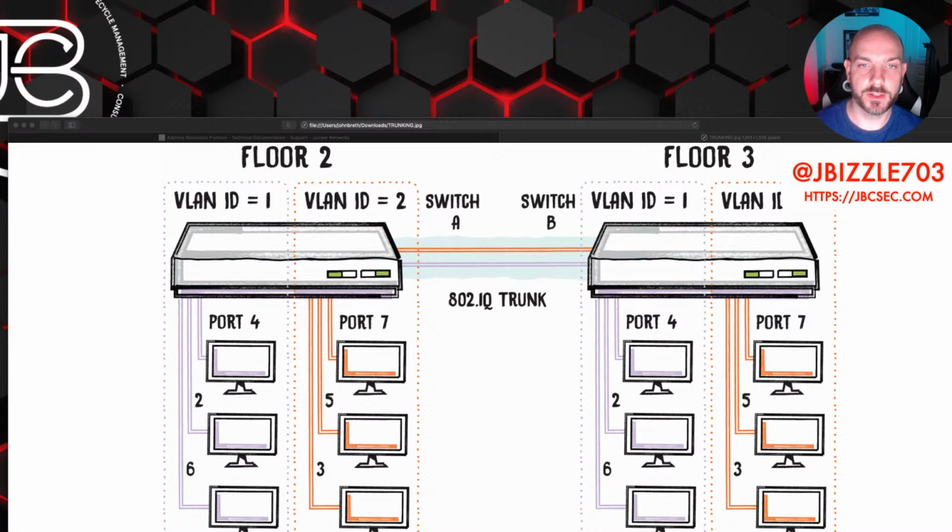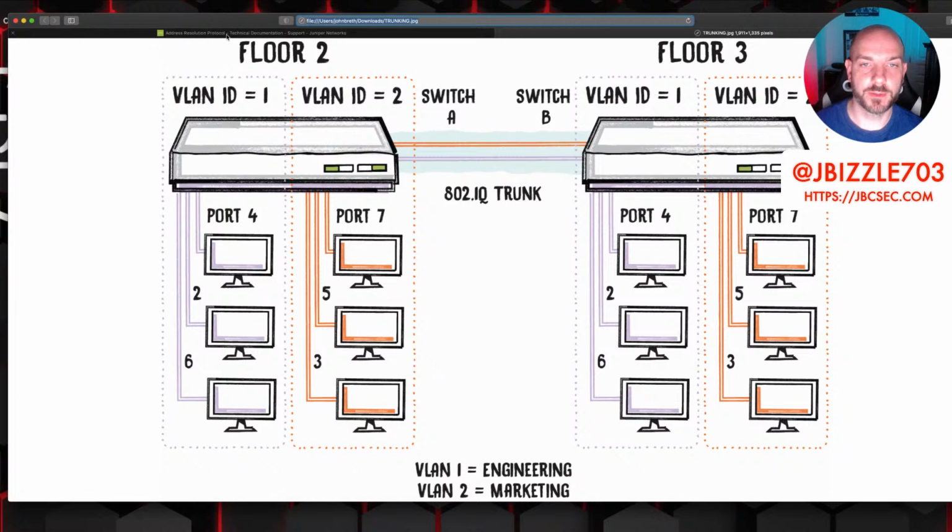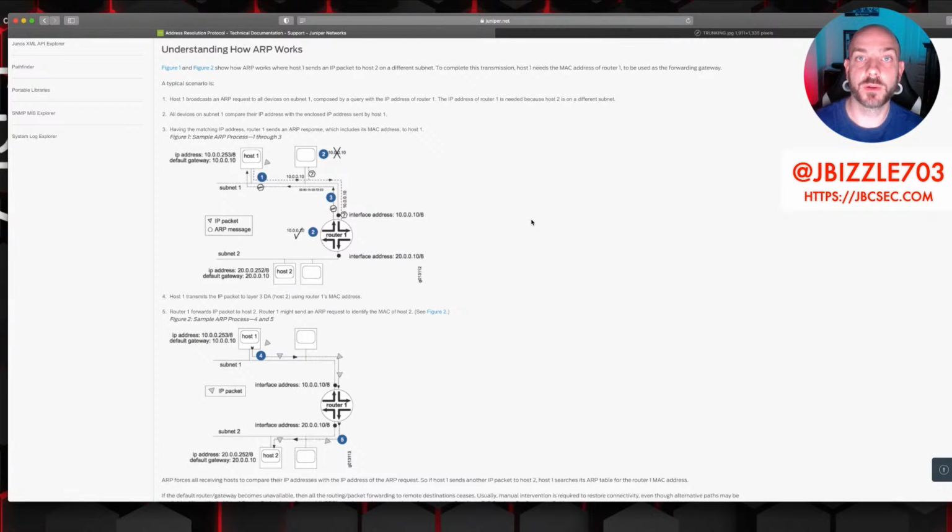Go back to Safari. Bring this up here. Okay, so this is from a Juniper webpage talking about understanding how ARP works. In this diagram, we have host 1 who wants to send traffic to host 2. Host 1 is on a completely different subnet or VLAN or broadcast domain, all of those are kind of interchangeable in what we're talking about here, than what host 2 is.